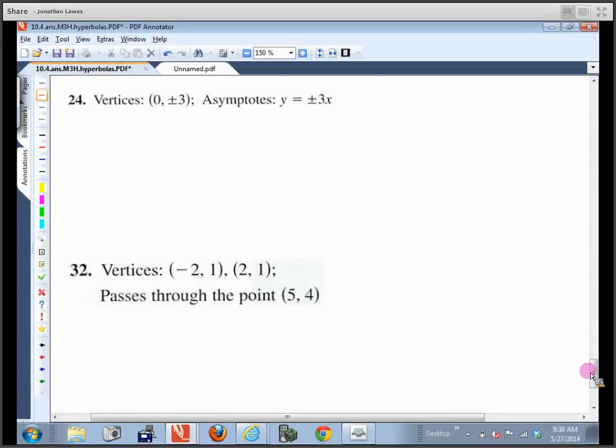Let's see. 0 plus and minus 3. Those are vertices. So we know y's got to be positive. And we went 3 units, so that's got to be a 9. Easy enough, right? We've done that several times. This one's a little bit more complicated, but we can figure it out here. Or is it? It's pretty easy, isn't it?